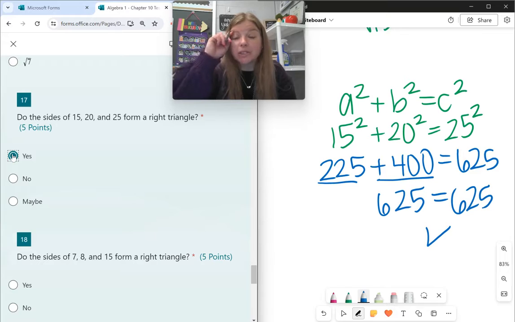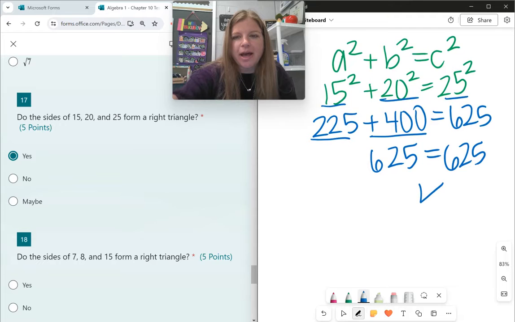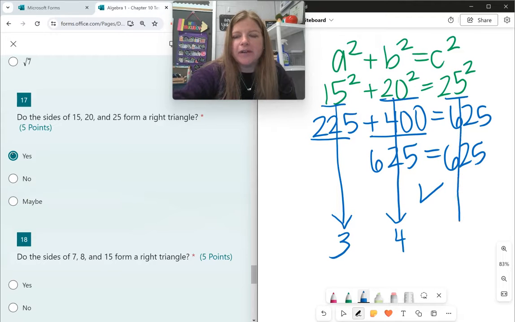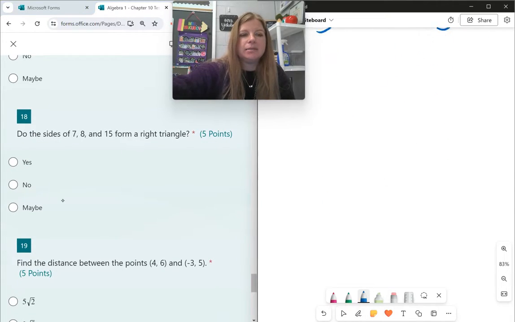Now, another way to look at this is, what are 15, 20, and 25 all divisible by? They're all divisible by 5. So what would happen if I divided each one of those by 5? Guess what I'd get? 15 divided by 5 is 3, 20 divided by 5 is 4, and 25 divided by 5 is 5. And guess what? 3, 4, 5 is a Pythagorean triple, and any multiple of a Pythagorean triple makes a right triangle. So even just seeing that correlation would tell me that was the answer without even doing any of the math.